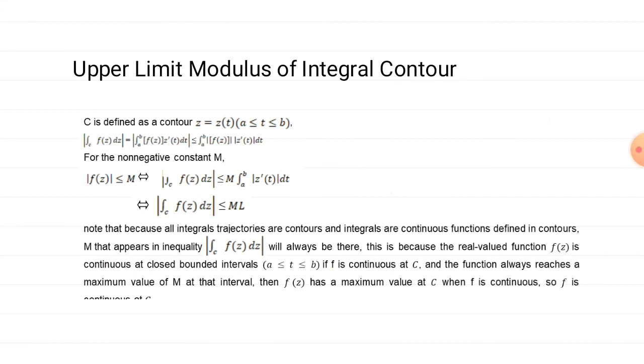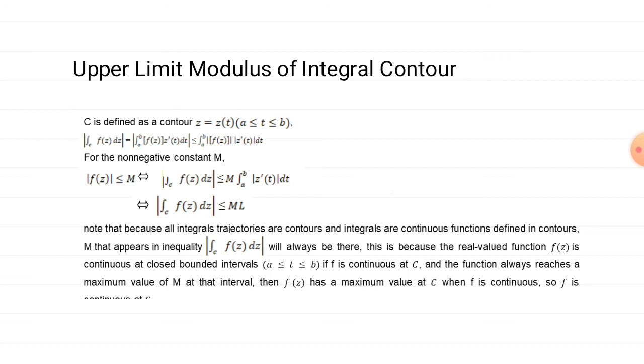Upper limit modulus of integral contour. C is defined as a contour C equals C(t) with a less than or equal to t less than or equal to b. The absolute value of the integral over contour of f(z) dz equals the integral from a to b of f(z) times C prime t dt, which is less than or equal to the integral from a to b of the absolute value of f(z) times the absolute value of C prime t dt.